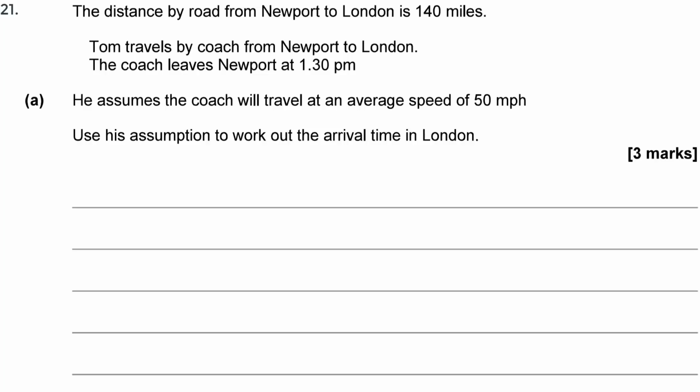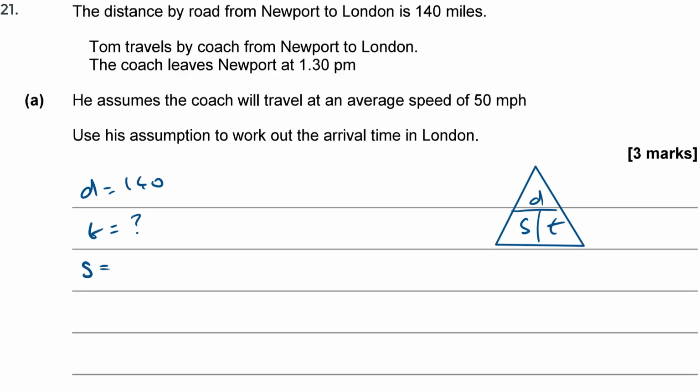Okay, we were just talking about the DST triangle, so let's just draw that out now. Distance, speed, time. Right, so what have I got here? I've got the distance. That is 140. Time is what I need to work out, isn't it? I need to work out the time he arrives in London. And I know the average speed is 50. Okay, that's in miles and that's in miles per hour.